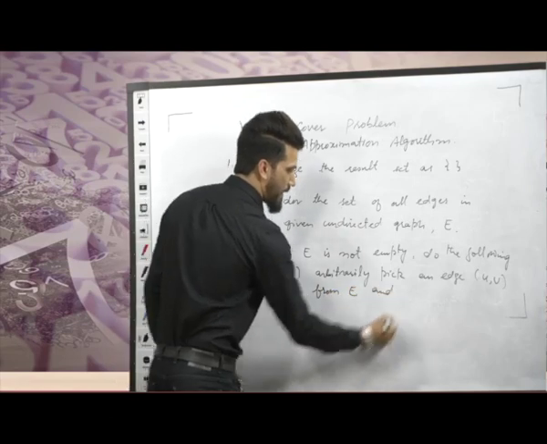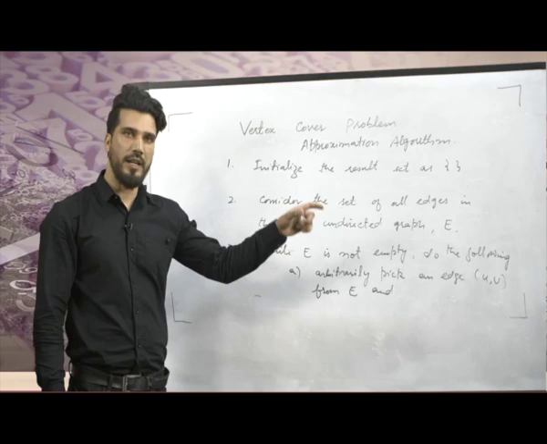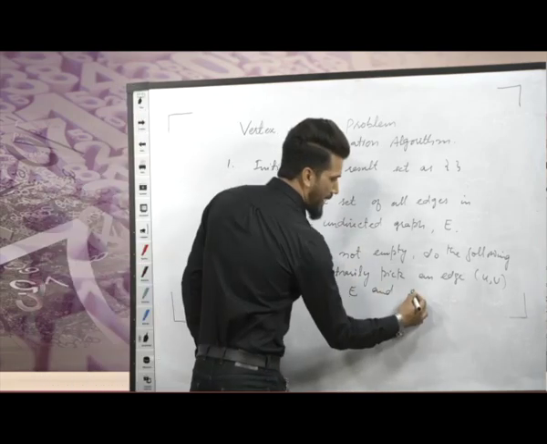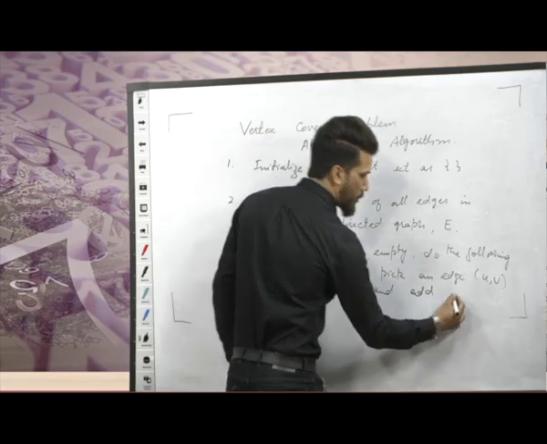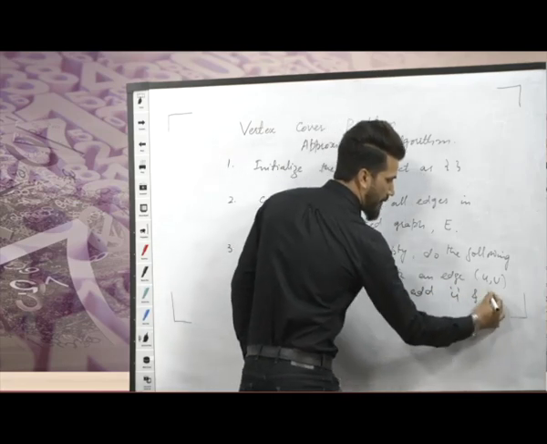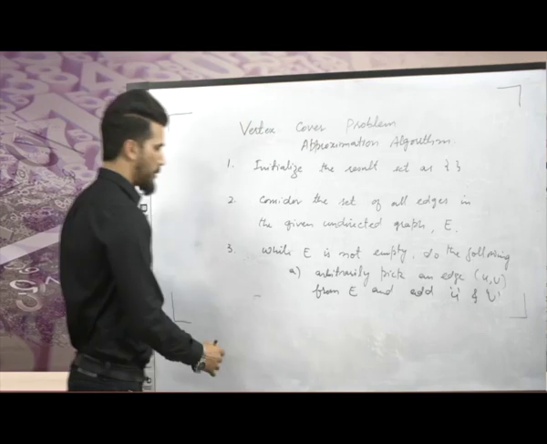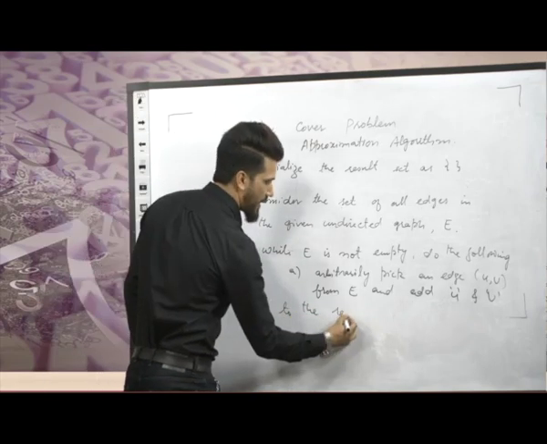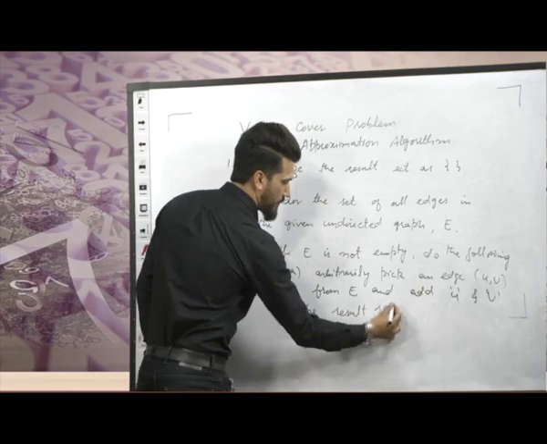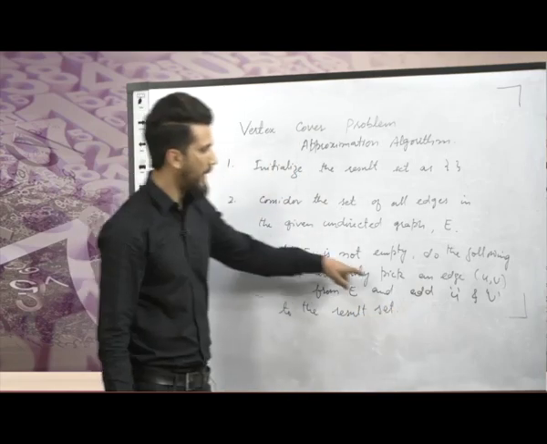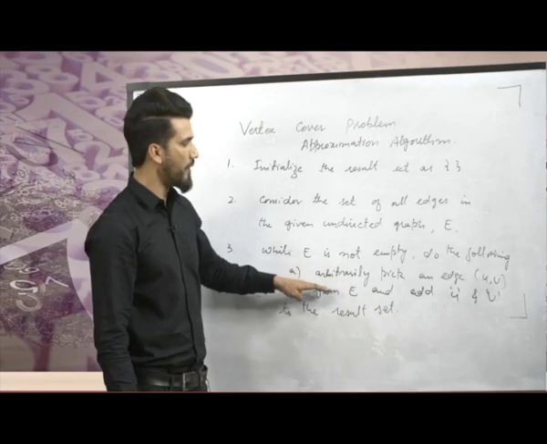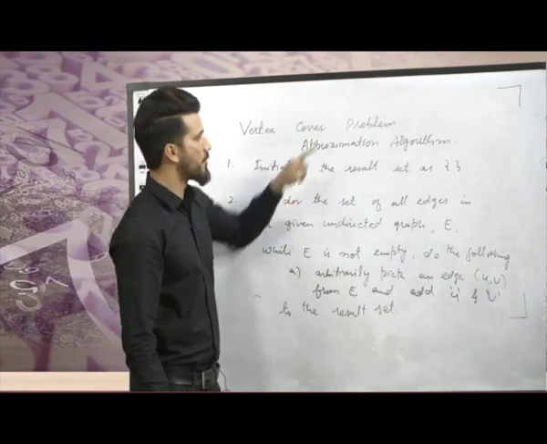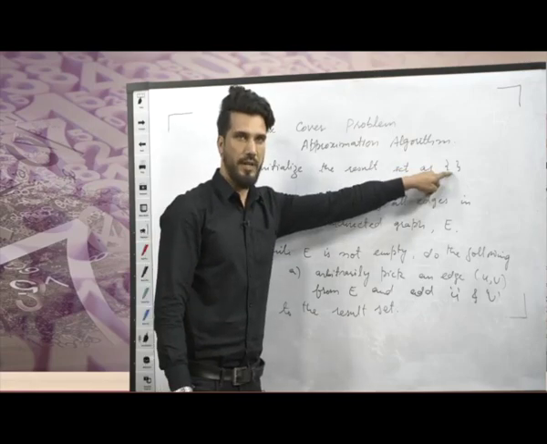And when you have picked an edge from E, add U and V both to the result set. So we picked an edge arbitrarily. Now we will add these vertices in the edge, U and V, to the result set.